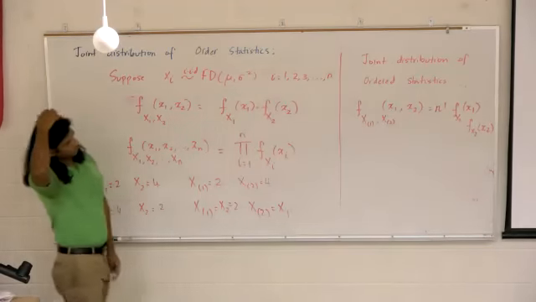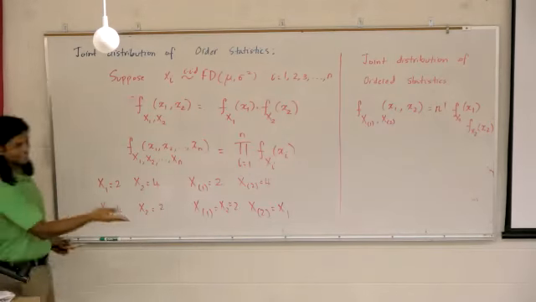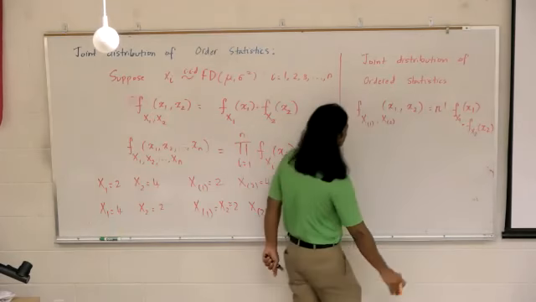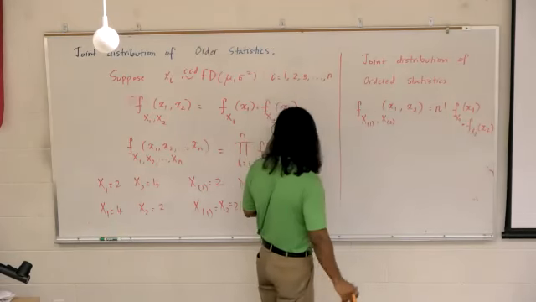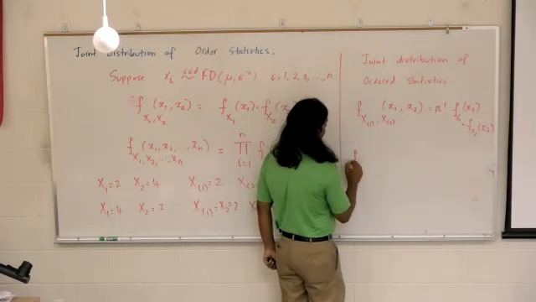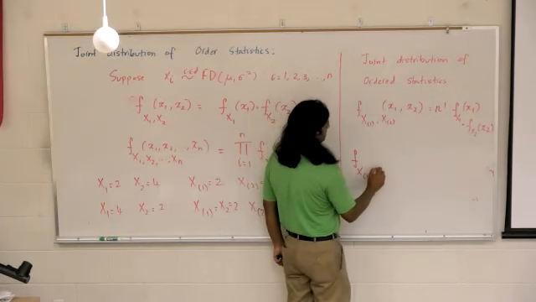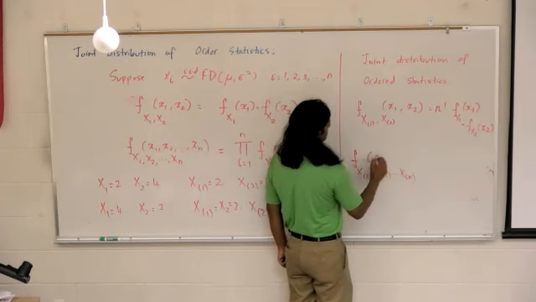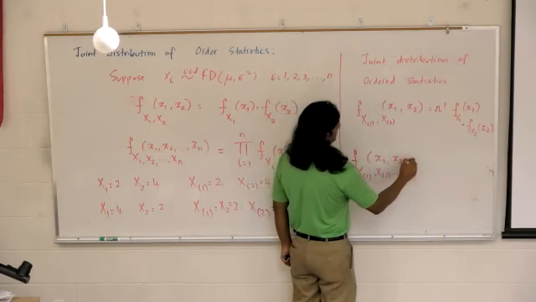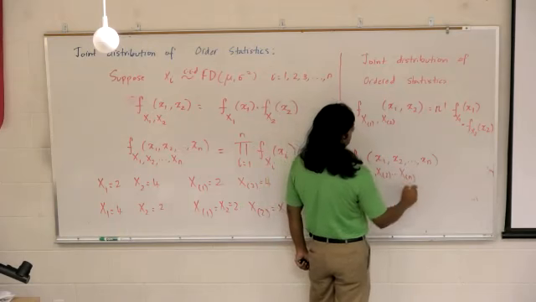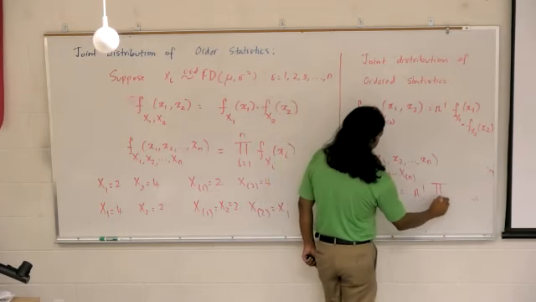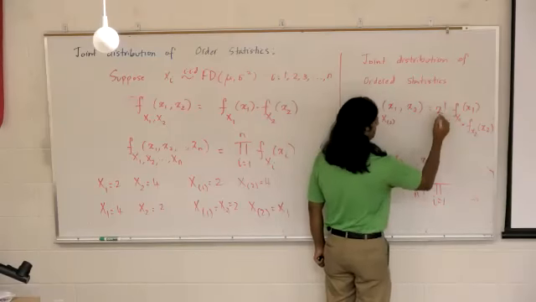Wait, oh, you just ran out of room. No, I'm just trying to write it on the slide. I'm not introducing a new concept here. So if we extend it for n ordered statistics, this would simply be n factorial. Oh, that should be 2.